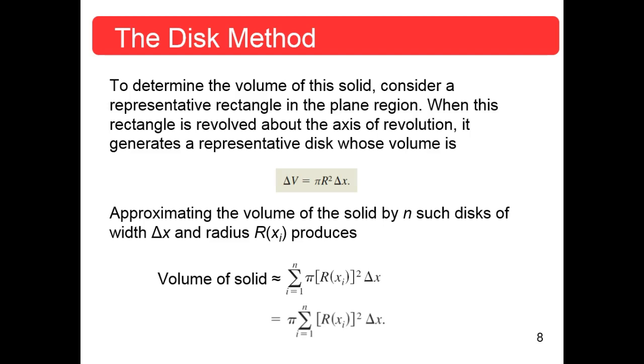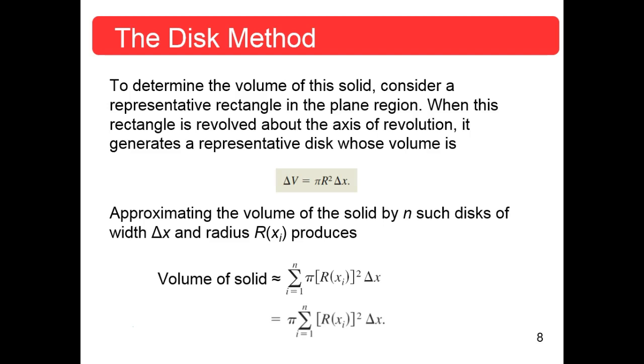Approximating the volume of the solid by n such disks with width delta x, and the radius r, which is some function of your x sub i, your function comes into play. That produces the volume of the solid as being approximated by the summation from i equals 1 to n of these little disks, pi times that function squared times the delta x. The pi is just a constant. It can come outside the summation, and it'll be r as a function of x sub i, whatever interval you have to be on, squared, times the delta x.